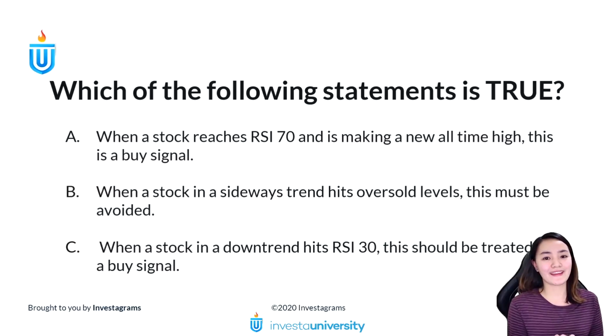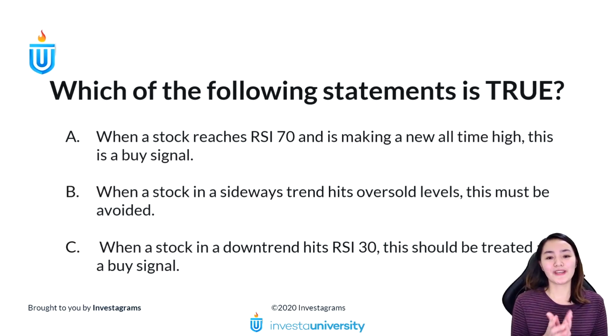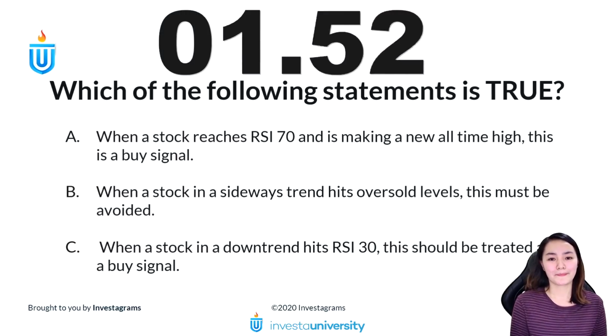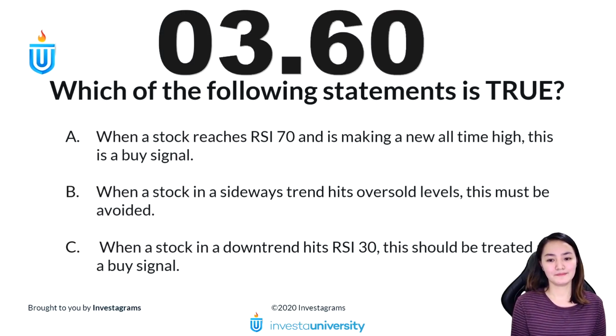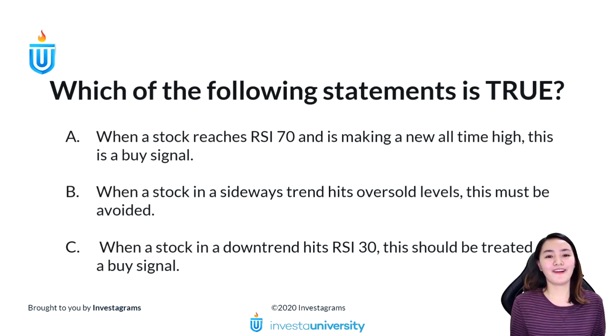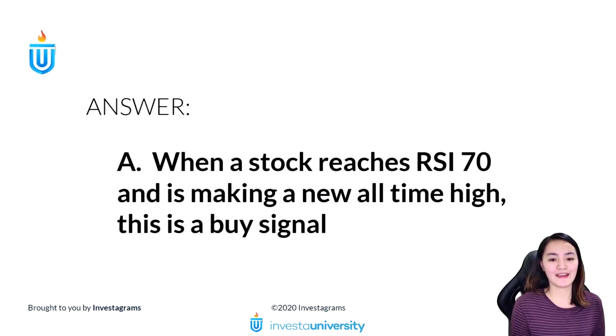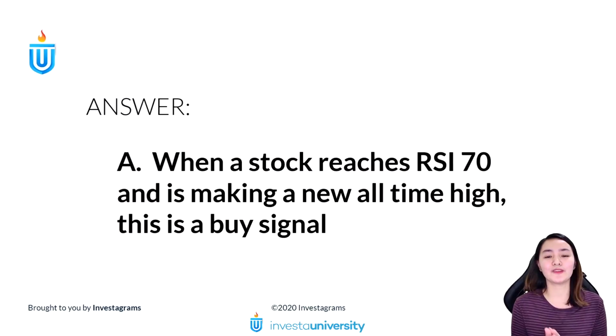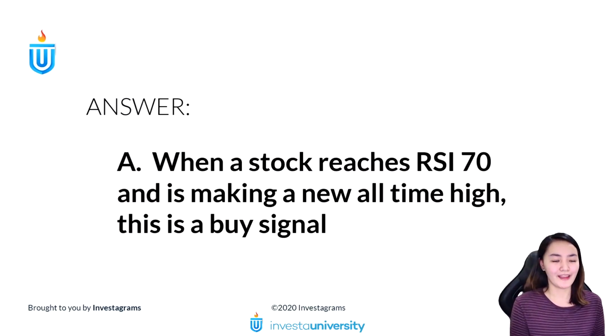You have 5 seconds to answer this. So which of the following statements is true? 1, 2, 3, 4, 5. Alright, so time's up. And the answer to this question is letter A. So when a stock reaches RSI 70 and is making a new all-time high, this is a buy signal. So dito meron ng momentum.